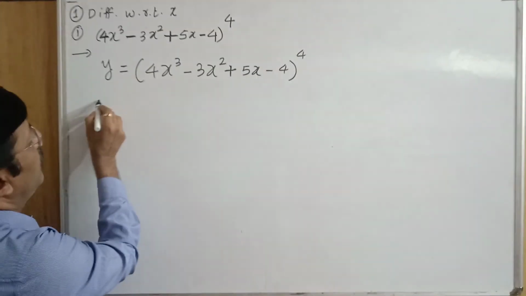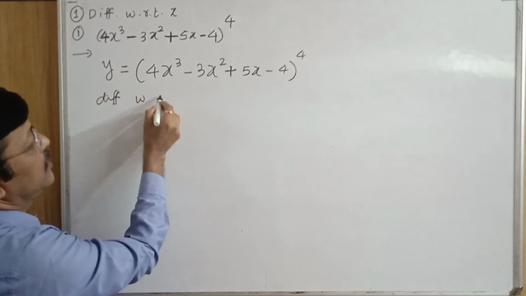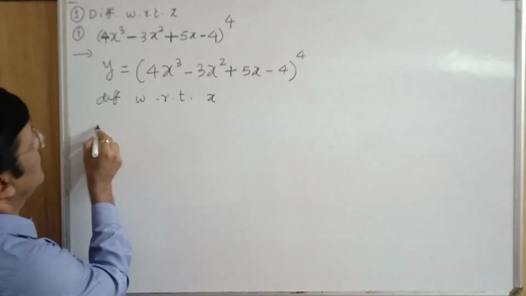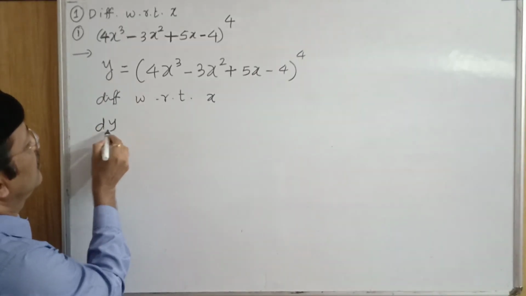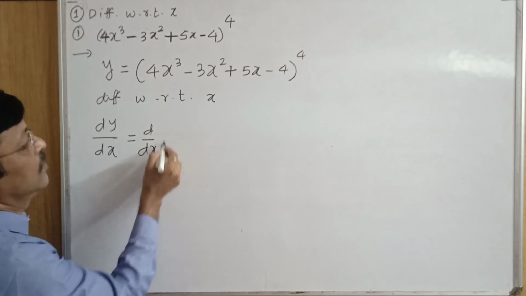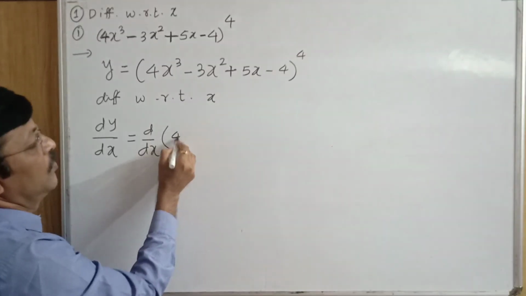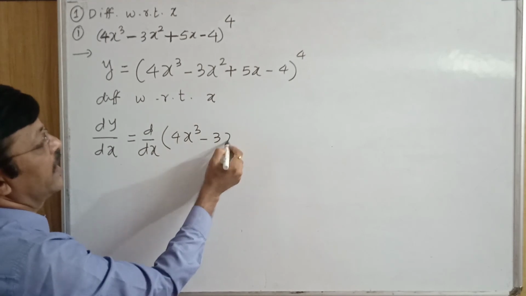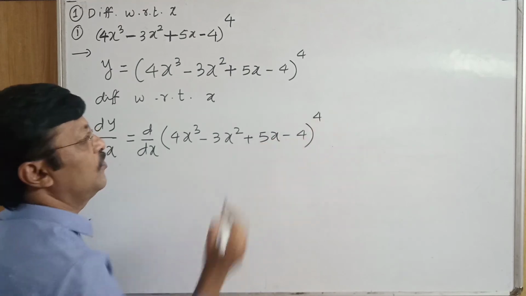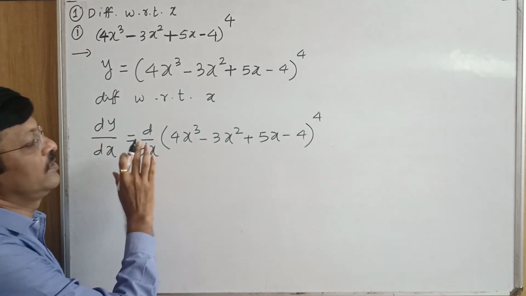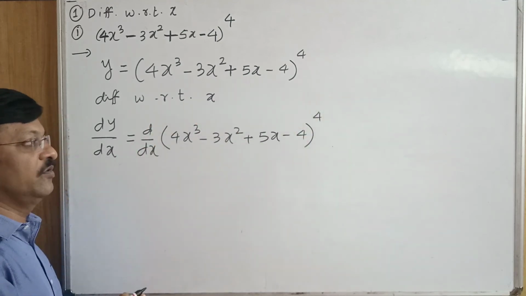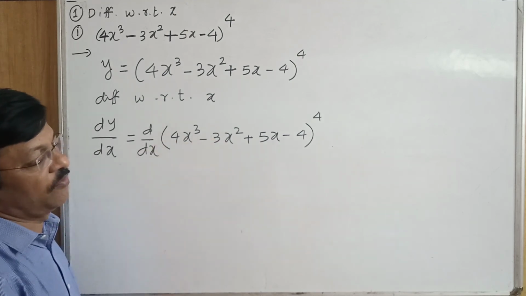Now we shall differentiate this with respect to x. So we write derivative of y with respect to x, meaning dy by dx, which is equal to d by dx of this whole right side, 4x cube minus 3x square plus 5x minus 4 raised to 4. So what we have to do is differentiate this 4x cube etc. raised to 4 with respect to x. So d by dx of this is to be found.